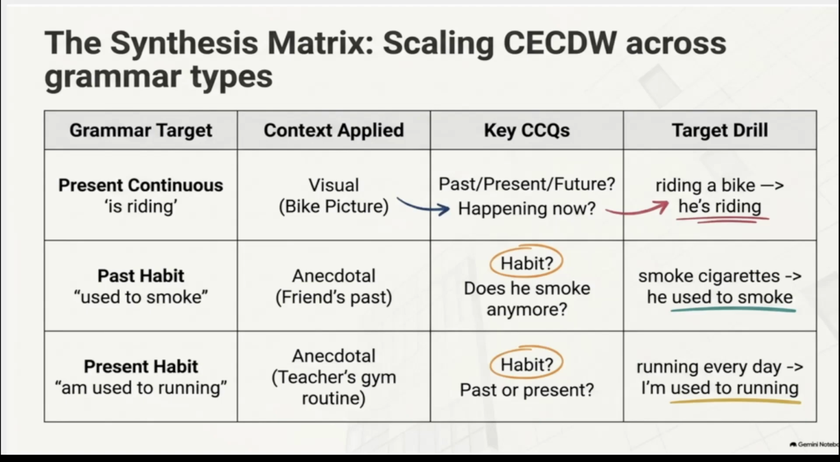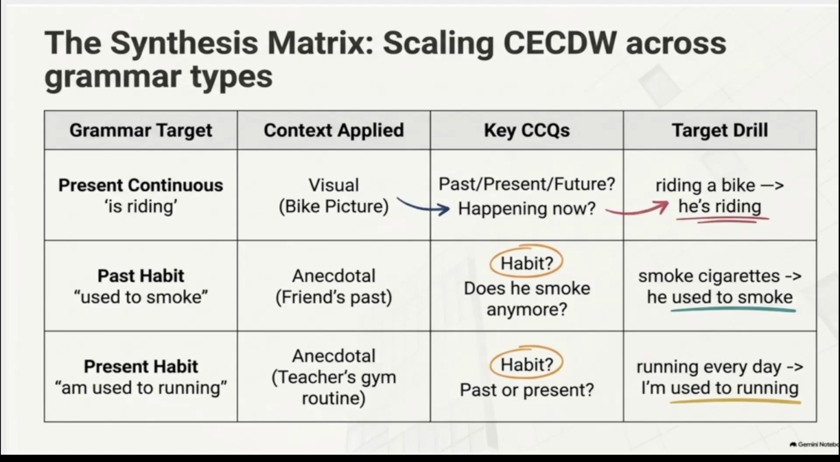Now look at, I am used to running. Again, we need an appropriate context. For example, I can talk about a teacher who started running every morning. At first, running was difficult. After several months, it became normal. Now I can say, I am used to running every morning. The CC cues could be, is running strange for me now? No. Is it familiar to me? Yes. Have I become accustomed to it? Yes. The important lesson is this.